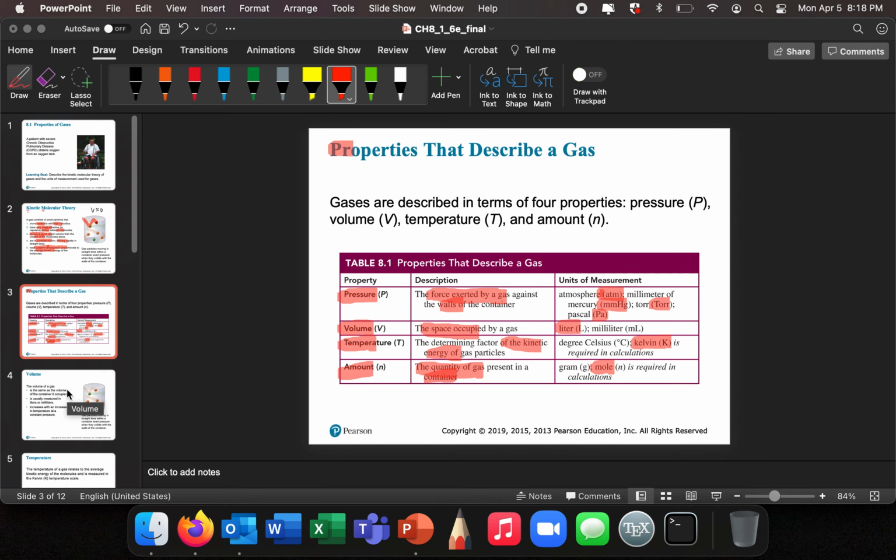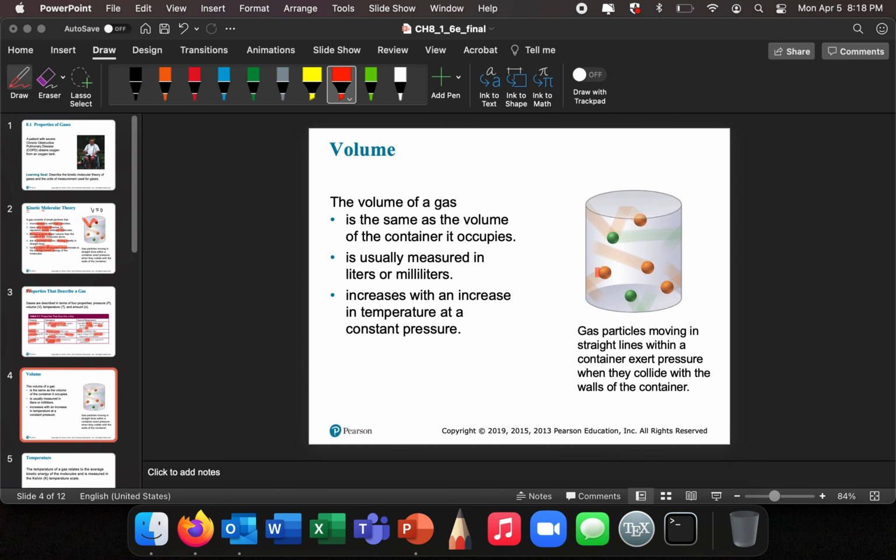Okay, so let's look at each of these individually. First of all, the volume. The volume of a gas is the same as the container that it occupies because the gas particles all go around hitting the walls, okay? So you could say the volume of a gas is always defined by the volume of the container that it occupies. It's usually measured in liters or milliliters, and we'll probe this a little bit more later. It increases with temperature at a constant pressure.